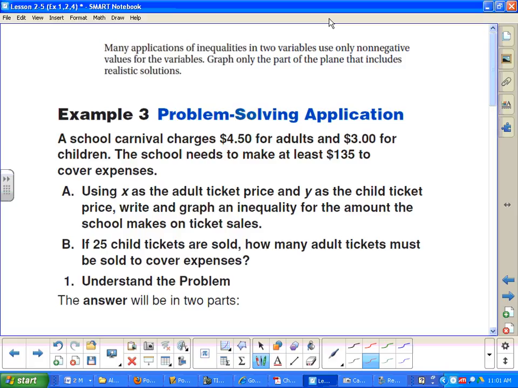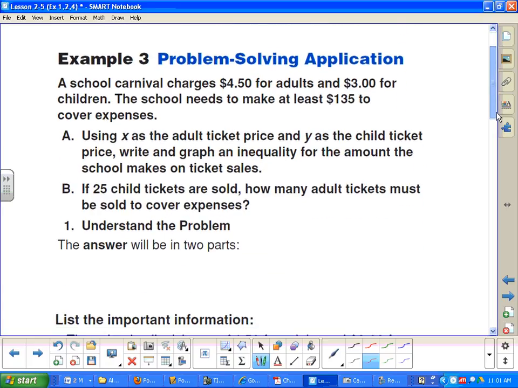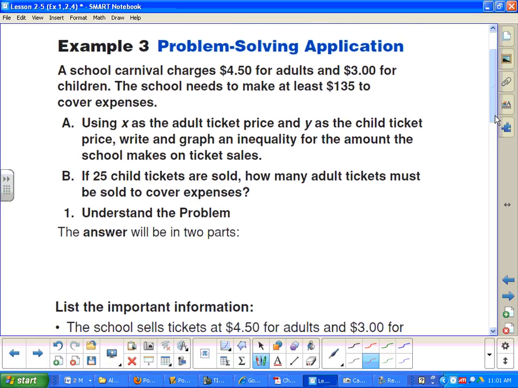So lots of times we have application problems that involve inequalities also. So here we have a school carnival that is going to charge $4.50 for adults and $3 for children, and the school needs to make at least $135 to cover their expenses.